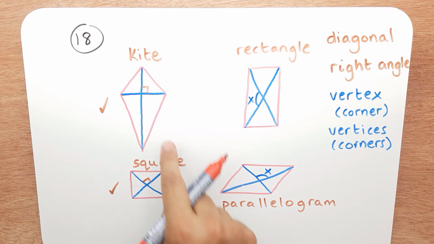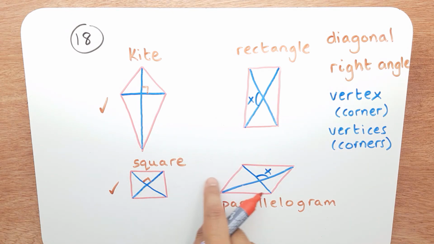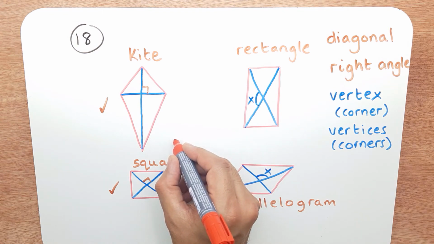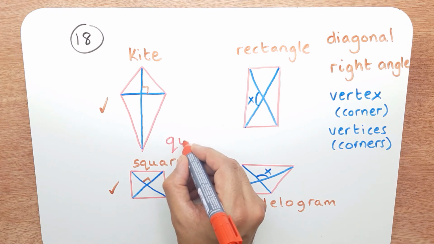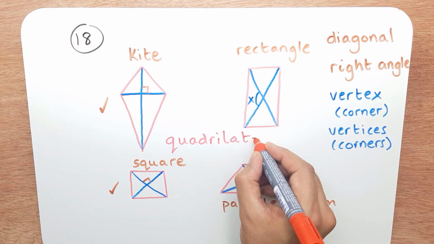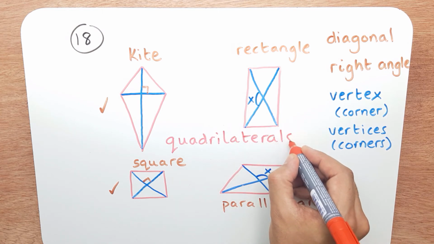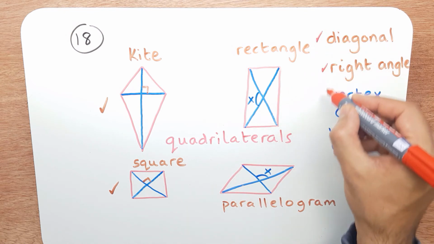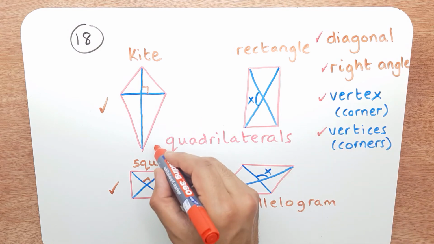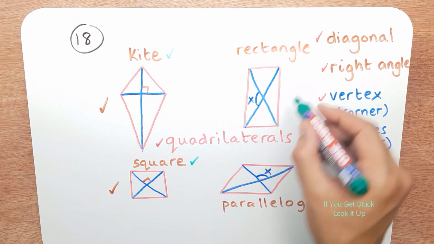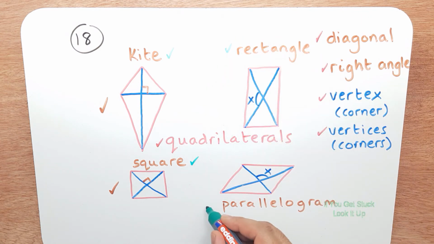And one more thing, because they've all got 4 edges, they've all got 4 sides, they are called quadrilaterals. Quadrilaterals. So I want you to learn all these words. 1, 2, 3, 4, 5. And you should know kite, square, rectangle and parallelogram.